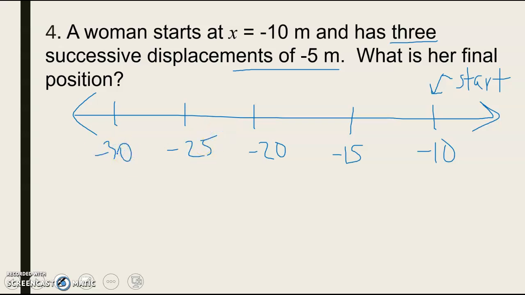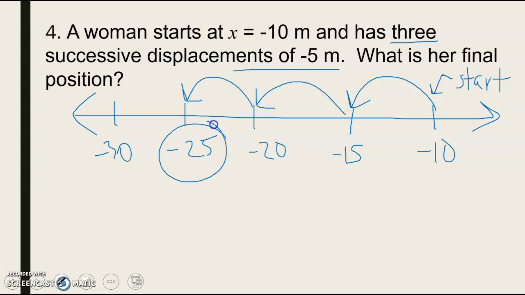And we want to know the final position after 3 successive displacements. If we're starting here, this would be 1, this would be 2, and this would be 3 displacements. So negative 25 should be our final position.